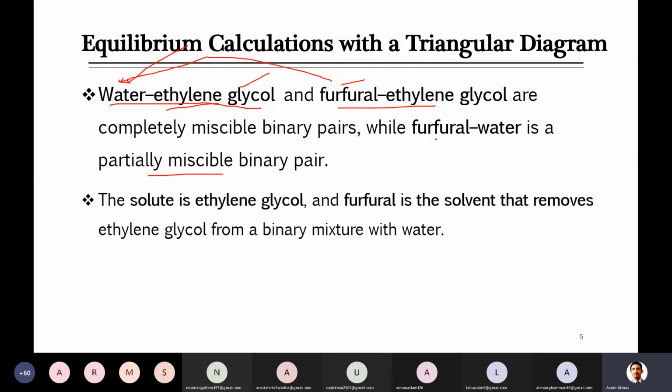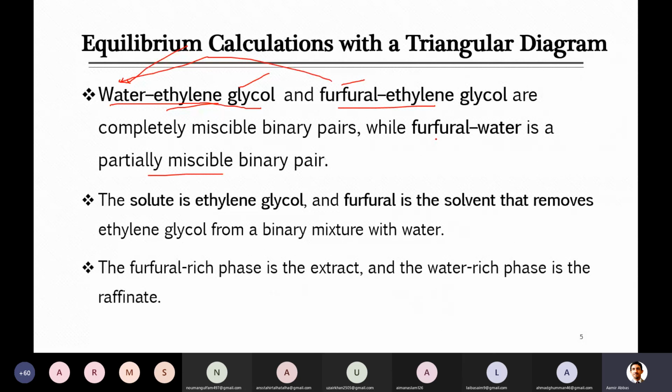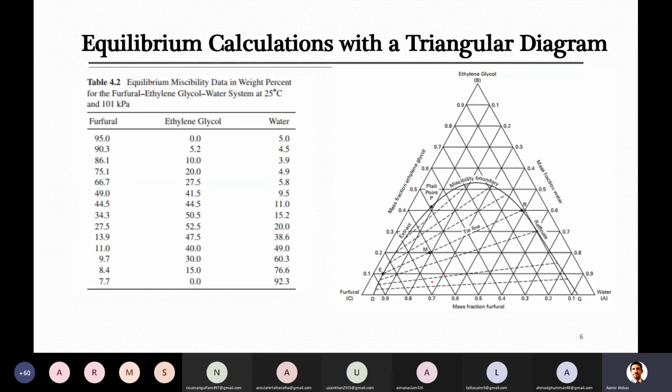but some of one is transferred to the other and some of the other is transferred to the first one. So the solute is ethylene glycol, and peripheral is the solvent which is used to remove it, since it has good affinity for it. The peripheral-rich stream, because this was the solvent, is always named the extract, while the water-rich stream is named the raffinate stream.